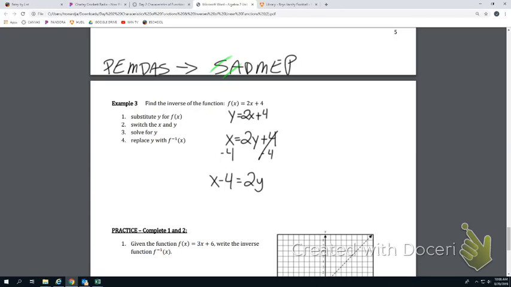Now I'm on divide and multiply. Is there anything that is dividing or multiplying by that I need to get rid of? It's being multiplied by 2, so to get rid of that I need to divide by 2. Those cancel. So now I can say that the inverse, that little exponent of -1, the inverse of f of x is x minus 4 over 2.